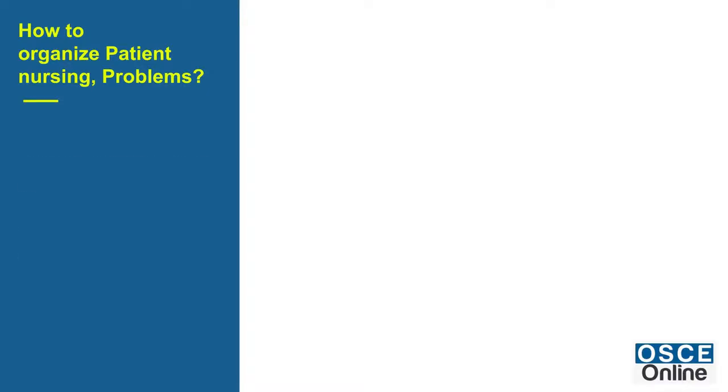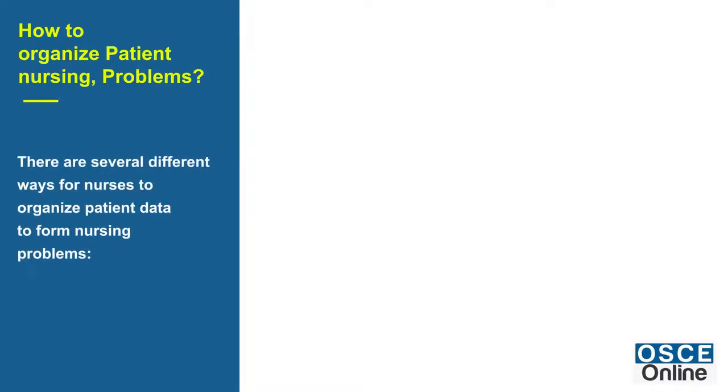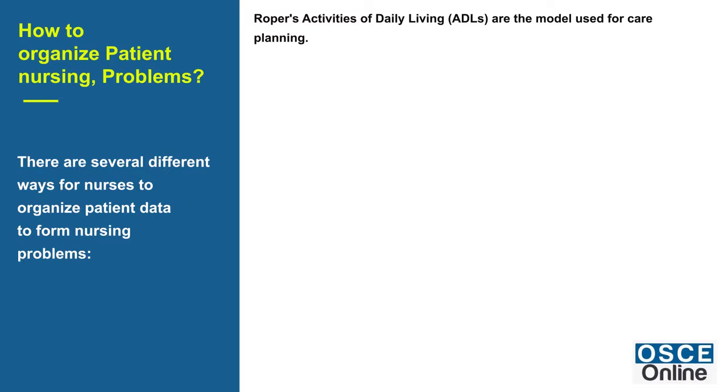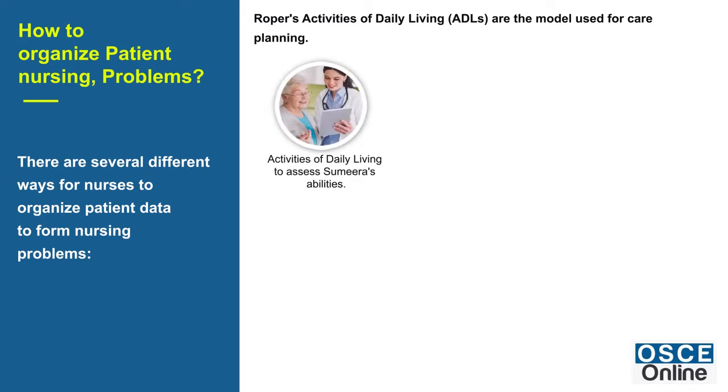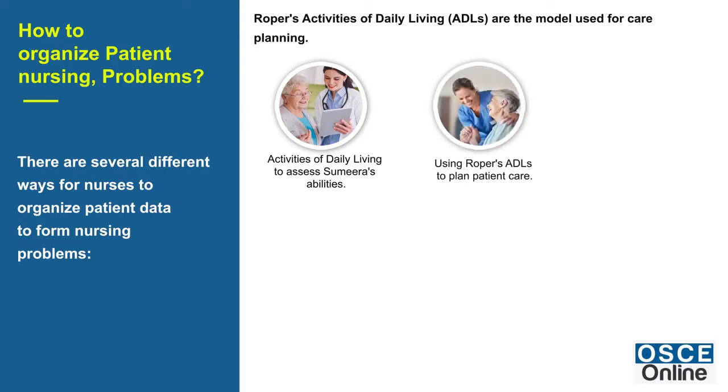How to organize patient nursing problems? There are several different ways for nurses to organize patient data to form nursing problems. Roper's Activities of Daily Living, ADLs, are the model used for care planning. The OSCE admission document that was given to you at the start of Sumira's assessment uses the activities of daily living to assess Sumira's abilities. Using Roper's ADLs to plan patient care is common practice in UK healthcare settings. It is commonly used as a type of checklist to identify if nursing support is needed to complete each activity.